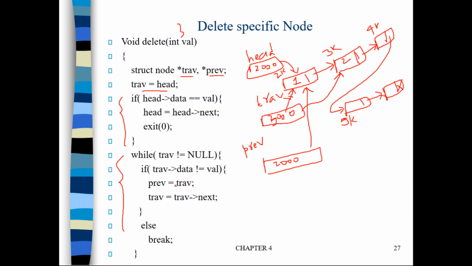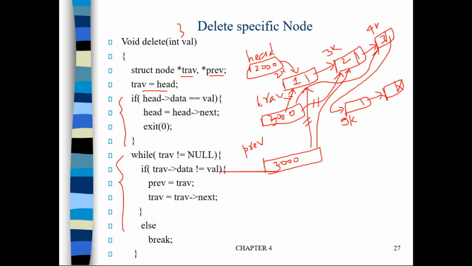Then again we say previous equal to traverse. So now previous becomes 3000. It means previous is not pointing here. Now previous is also pointing to the second node. Then we say traverse is equal to traverse arrow next. It means traverse is no more pointing here. Traverse is now pointing to the third node. And what is its data? 3. Then we check, while traverse not equal to null.